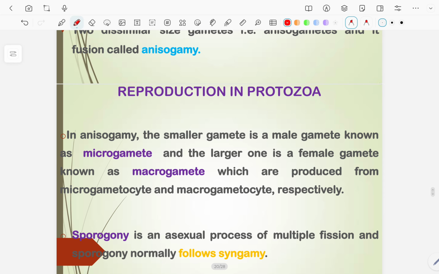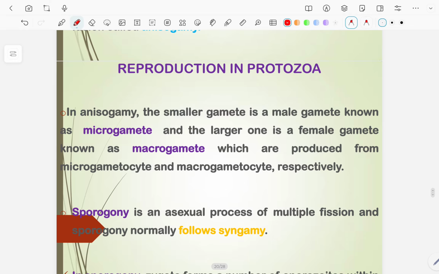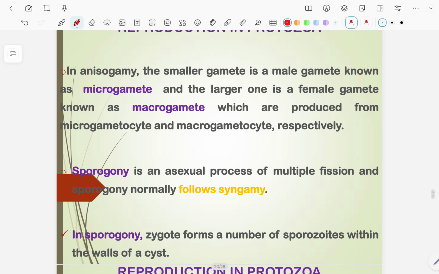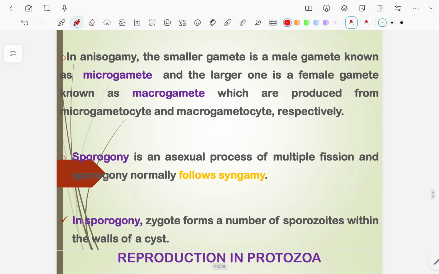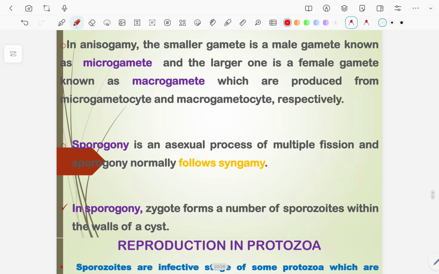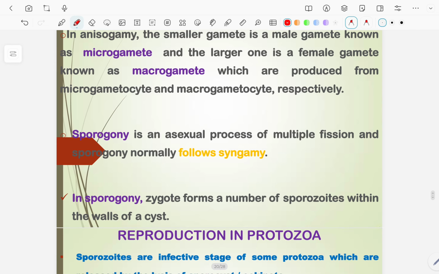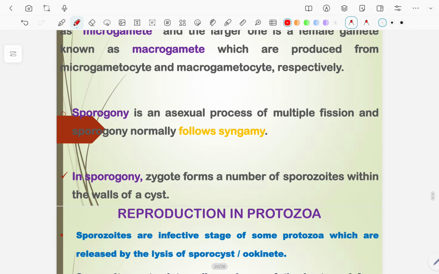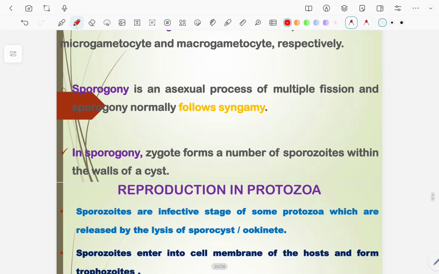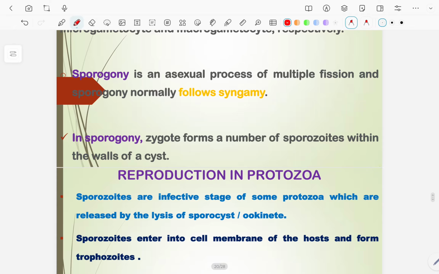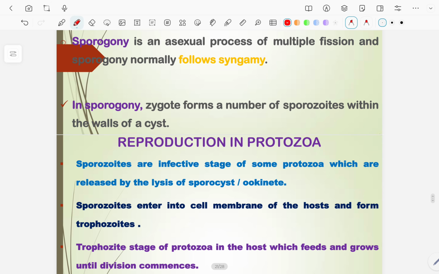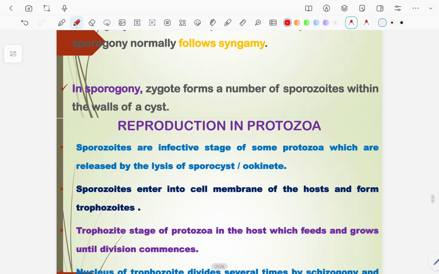In anisogamy, the smaller gamete is the male gamete, known as the microgamete, and the larger one is the female gamete, known as the macrogamete, which are produced from the microgametocyte and macrogametocyte respectively. Sporogony is an asexual process of multiple fission and normally follows syngamy. In sporogony, the zygote forms a number of sporozoites within the wall of a cyst.